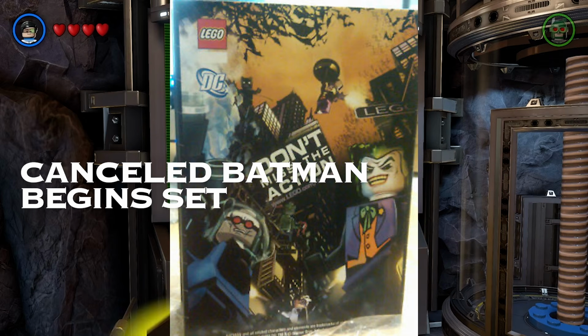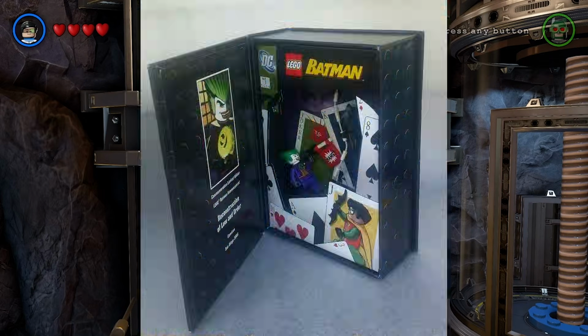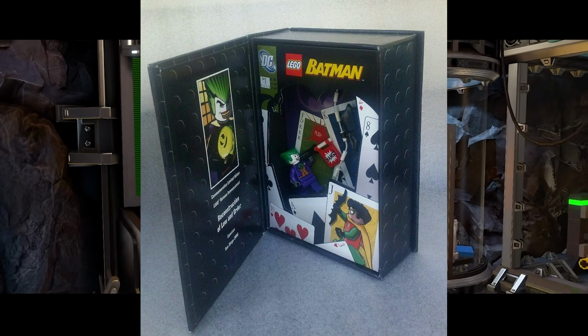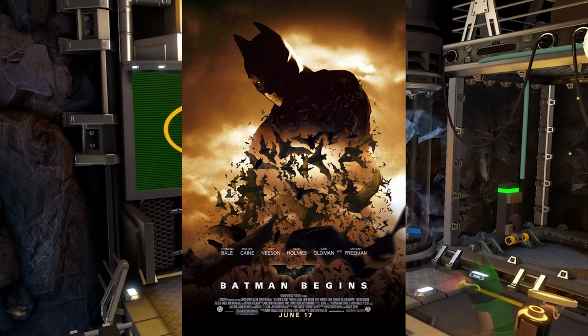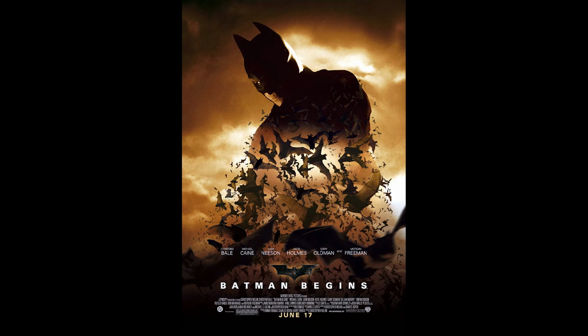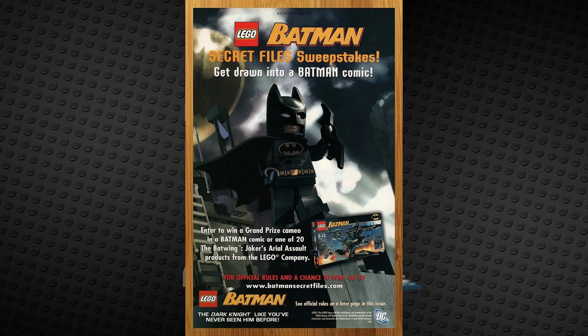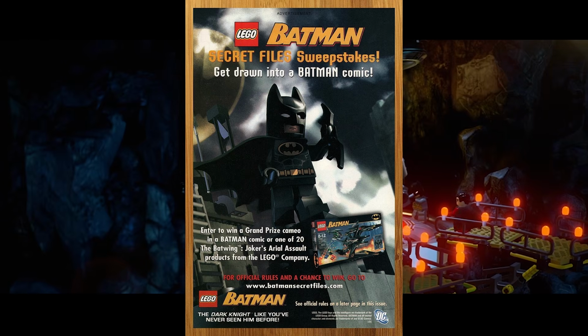Canceled Batman Begins set. The 2005 San Diego Comic-Con Joker card promo has box art similar to the Batman Begins posters. It's possible that there could have been a Batman Begins set that got canceled early on. Of course, the LEGO Batman theme began in 2006, the same year that Batman Begins was released.